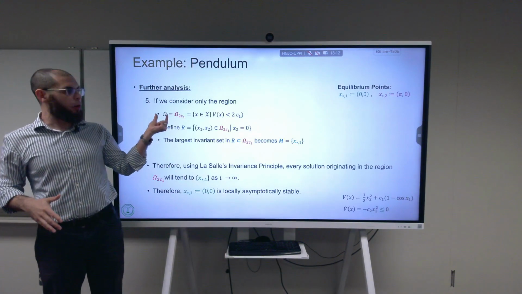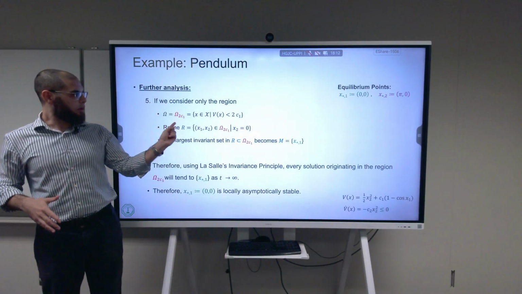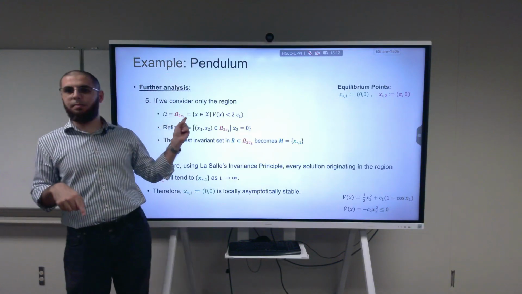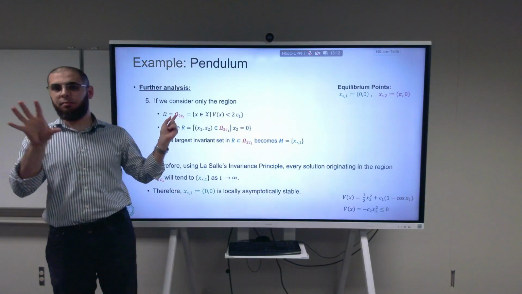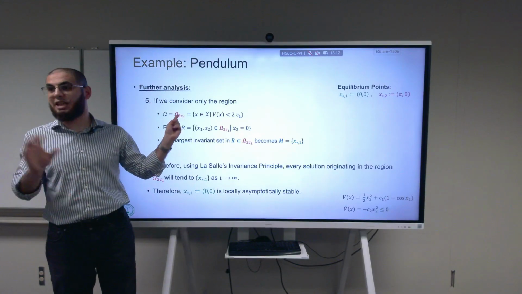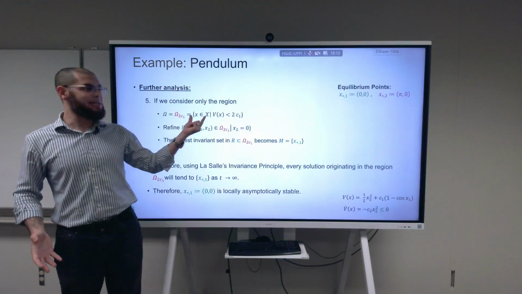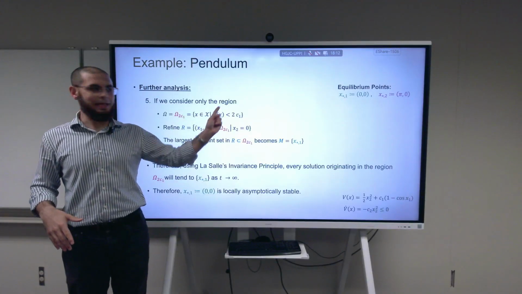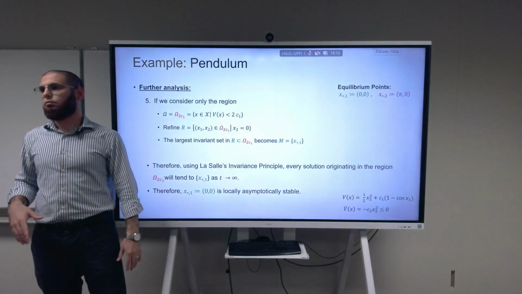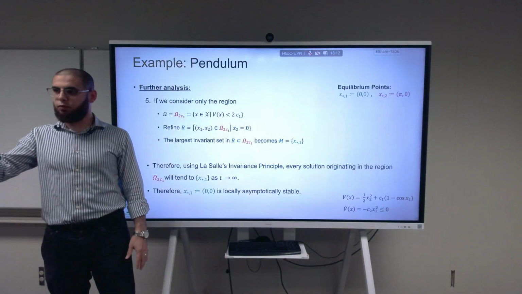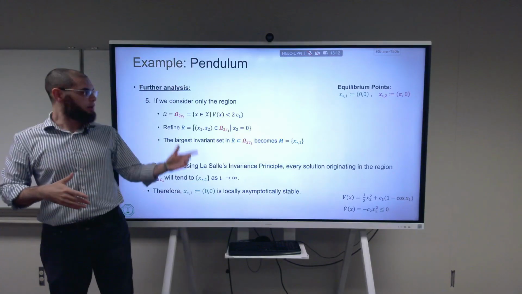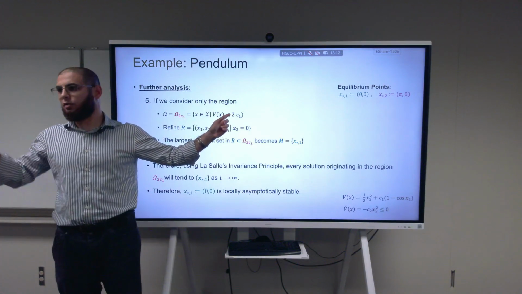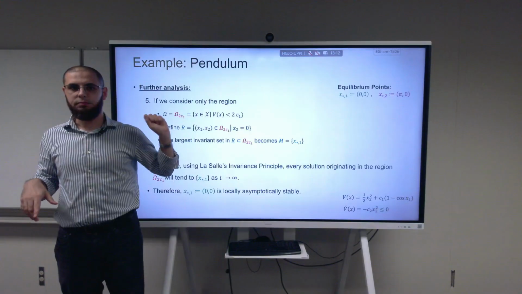So let's choose that. We're going to consider omega to be equal to omega 2c1. What is this 2c1? Omega 2c1 is the name of a set, the set of all points in the state space that satisfy V of x is less than 2c1. So if c1 is equal to 1, then V of x is strictly less than 2, which does not include the 2. Make sense?